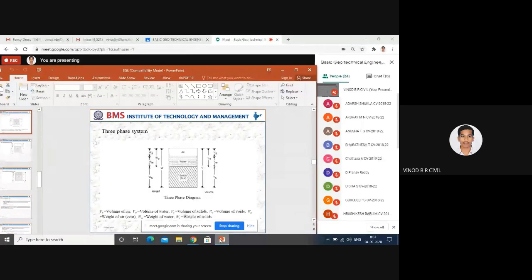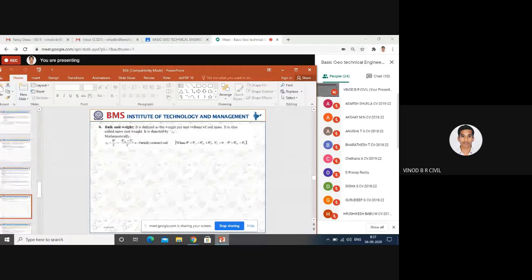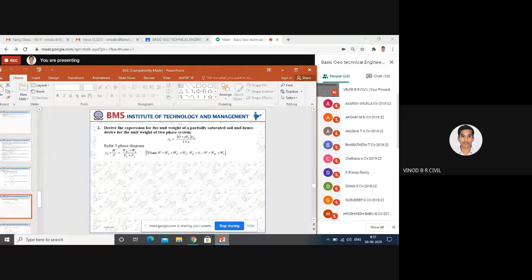See, with the help of this three-phase diagram, gamma b means the bulk unit weight, gamma b equals W, the weight of soil, divided by V, the total volume of soil. Here W is equal to weight of water plus weight of soil plus weight of air. Weight of air is 0, and total volume equals volume of voids plus volume of soil. Volume of voids is nothing but volume of air plus volume of water, and we call it Vv.